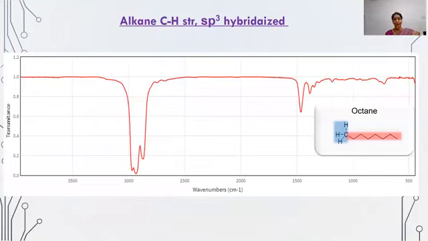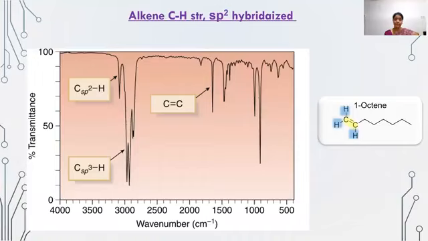This is the spectrum of alkane, octane, in which CH stretching is sp3 hybridized. It is below 3000 because of carbon hydrogen stretching at 2940. And second is at about 1470 centimeter inverse. This is because of the CH bending. So in case of alkene, we only have to see where is the carbon hydrogen stretching and where is the carbon hydrogen bending. This is the spectrum of alkene.